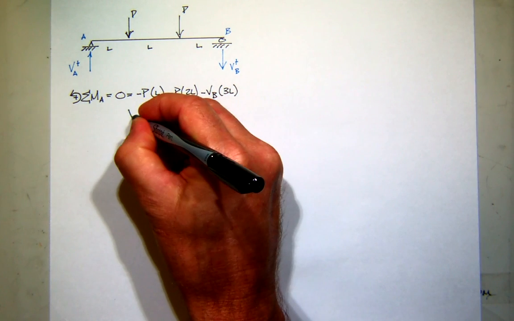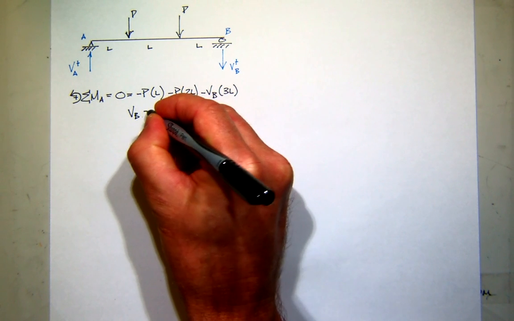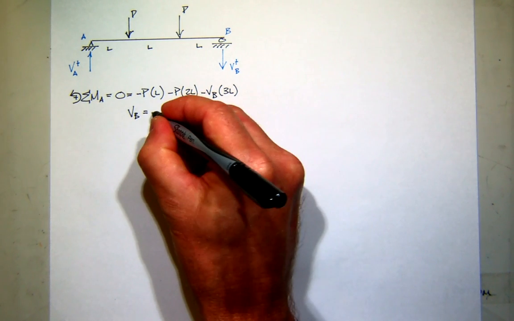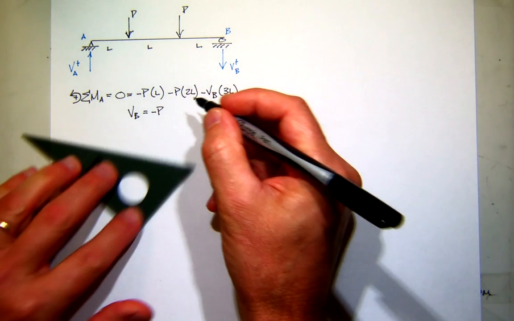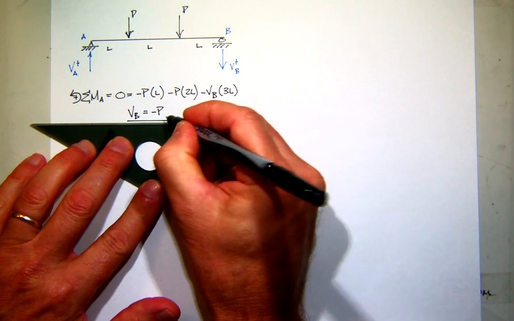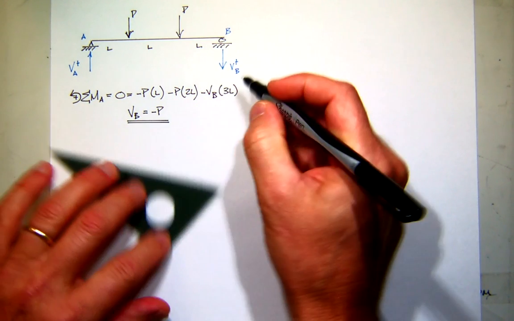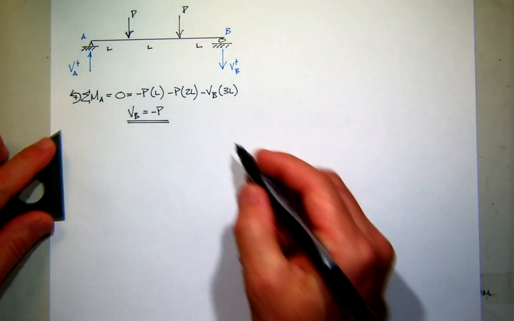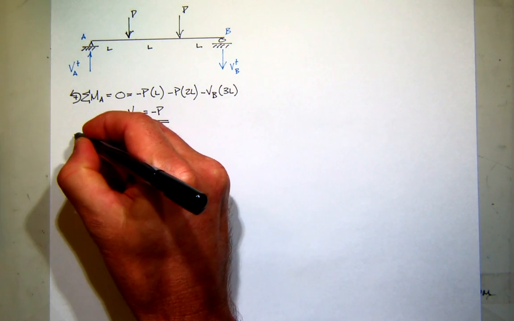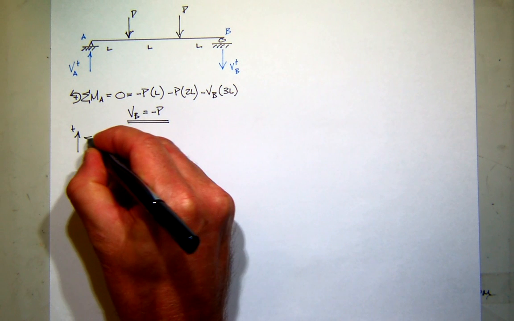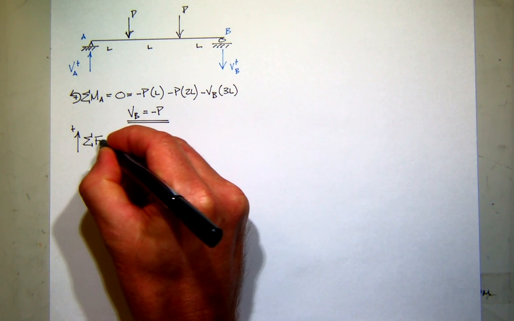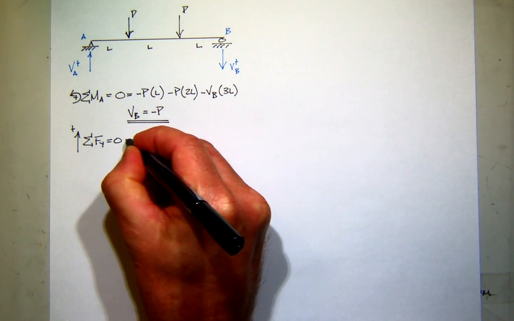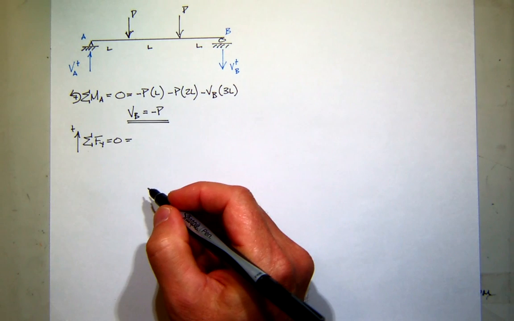So I have negative the shear at B times 3L. And I don't think it's hard for you to see that the shear at B is going to be equal to minus P. So what does that tell me? The shear force at B is negative P. Right? So then I'll sum forces in the y direction, and I should be able to get my reaction at A.